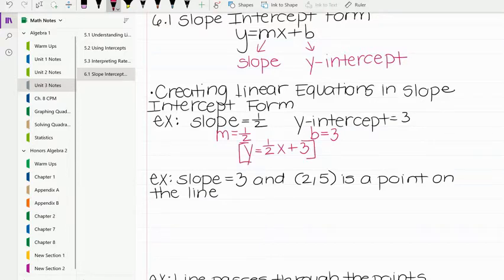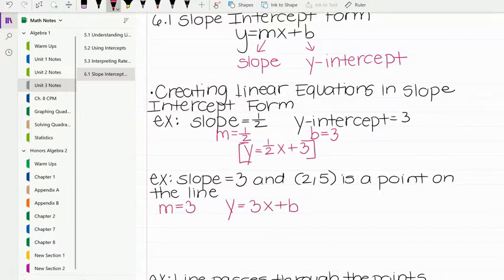For the next one, we're given the slope, which is very helpful. We're not given the y-intercept this time, but we are given a point. So what we're going to do is write what we know. We know that m is equal to 3, so we can go ahead and plug that in: y equals 3x plus b.